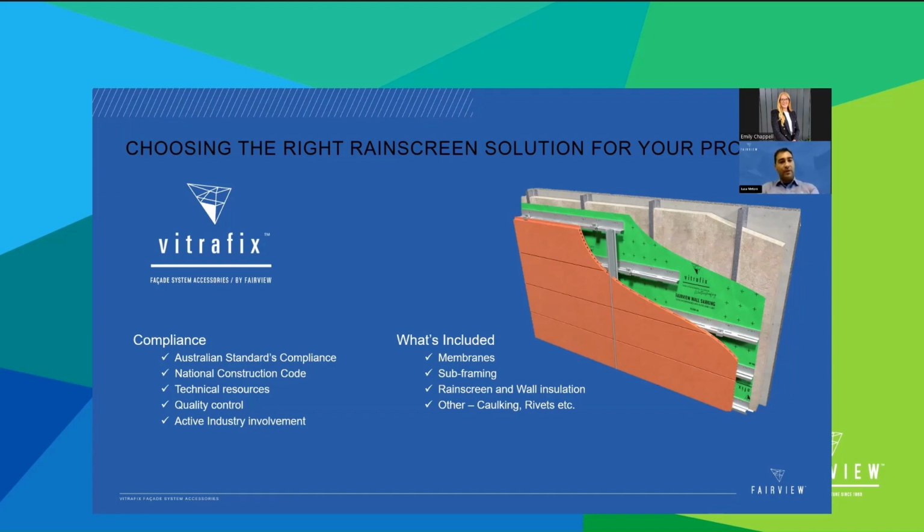So Fairview can assist with materials and full systems adhering to compliance with Australian standards and the National Construction Code, with technical resources available, quality control, and active industry involvement. What is included in the Fairview offer will be membranes, subframing, rainscreen wall insulation, and other elements like fixings. All those elements are part of the wall build-up, which is the rainscreen system, the ventilated rainscreen system, the tool that designers, engineers, and builders can use to protect the walls and manage moisture and condensation.